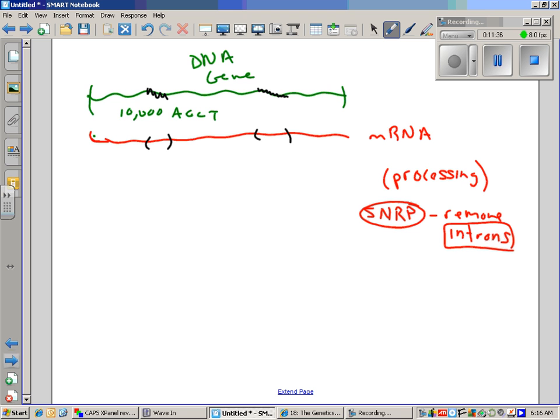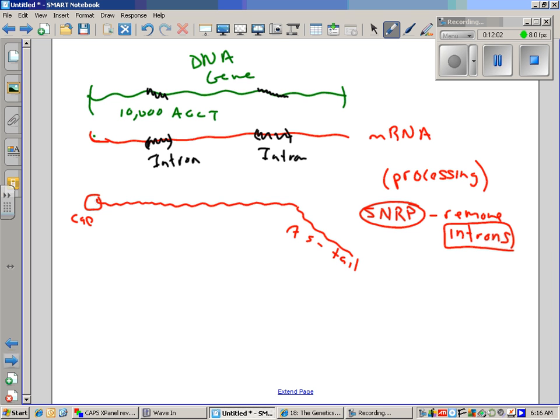The meaningful pieces, so I'm going to blacken in here, intron, intron. And when you cut those out, you have left a shorter piece of messenger RNA. Remember, we have to add a cap and a whole bunch of A's tail. And what you have left are what are called the exons, or the expressed parts. So that is protein synthesis in brief.